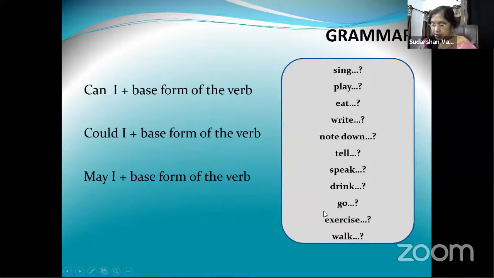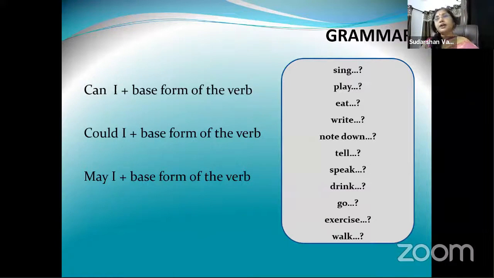Just now I had Jaya asking me how to ask to leave, to take permission to leave the classroom for 2 minutes. May I go out for a couple of minutes? I hope I've answered Jaya's query in the chat box when she asked how we ask for permission to leave the classroom for 2 minutes. May I leave the classroom for a couple of minutes?